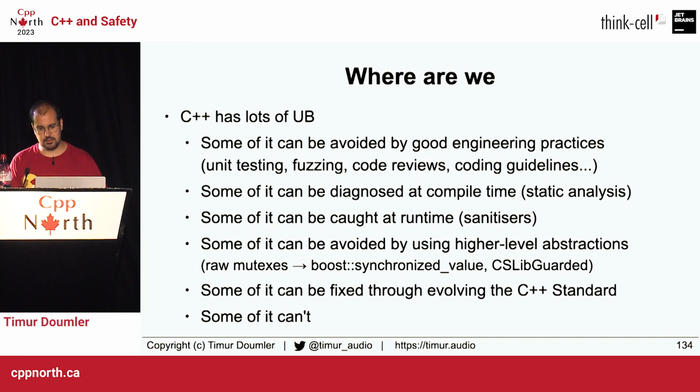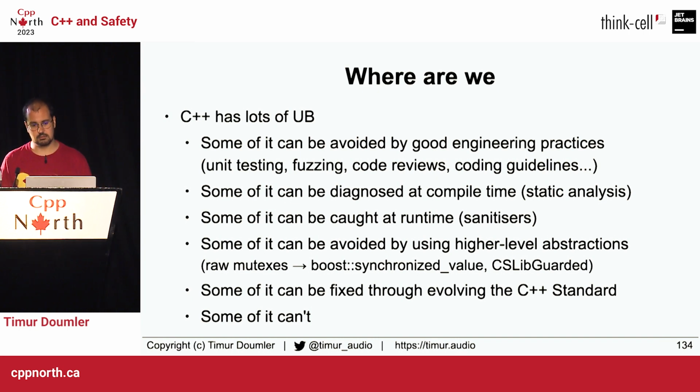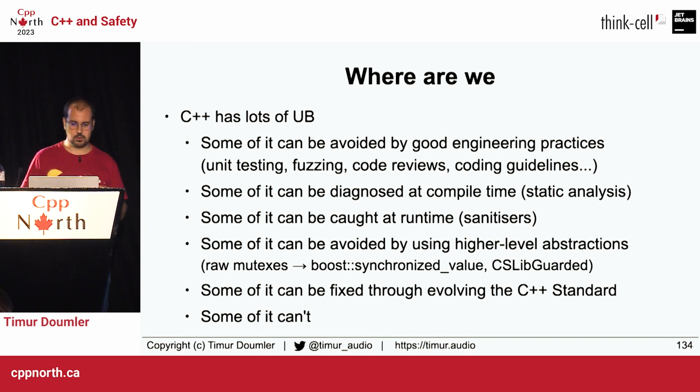And we saw that some of it can be avoided by good engineering practices, or some of it can be diagnosed at compile time, and we have very good static analysis tools. But they need to be able to see through your code. They need to know everything at compile time. Sometimes they don't, right? Because it's a dynamic property. Some stuff you can catch at runtime with sanitizers. Some things can be avoided by using higher level abstractions, right?